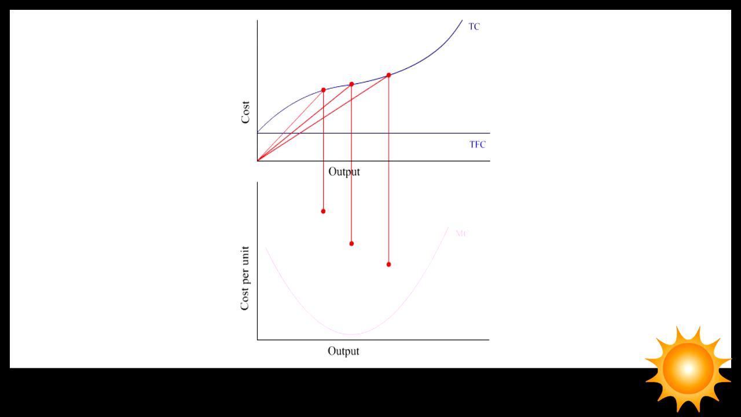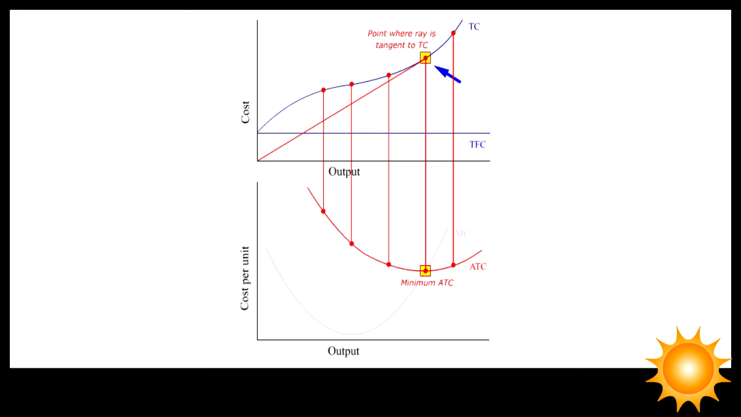Given the inverted S shape of TC, ATC first decreases until it reaches the point on TC where the ray from the origin is tangent to TC. Afterwards, the slope of rays from the origin to TC starts to increase, giving ATC a U shape.